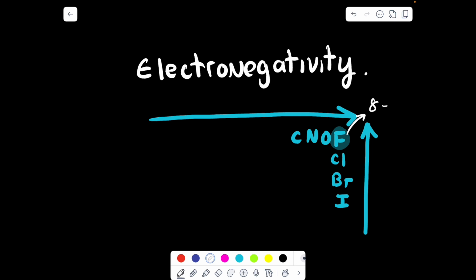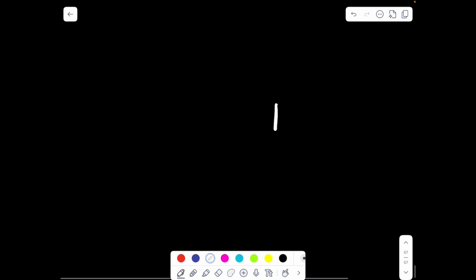So now my question is, what happens when an electronegative atom like fluorine makes a bond to an atom that's not as electronegative as itself? For example, a carbon atom. What's going to happen is the more electronegative atom is going to tug the bond like a rope towards itself.